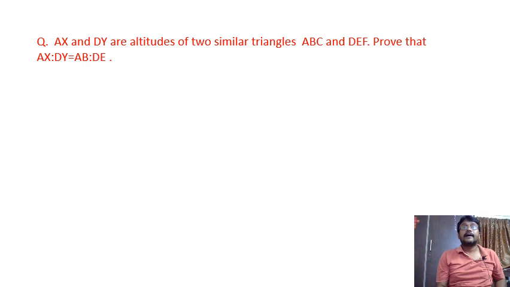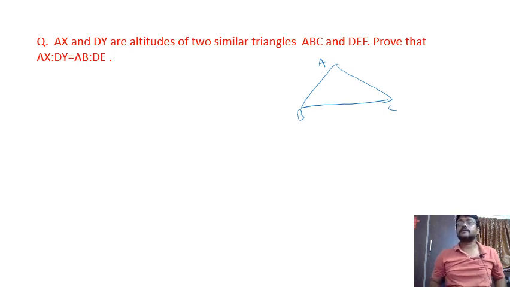Okay, here AX and DY are altitudes of two similar triangles, ABC and DEF. Prove that AX is to DY is equal to AB is to DE. Here we have two triangles, and mind you, they are similar triangles. It was given like that. Suppose this is ABC, and this is DEF. These are the two triangles that were given.